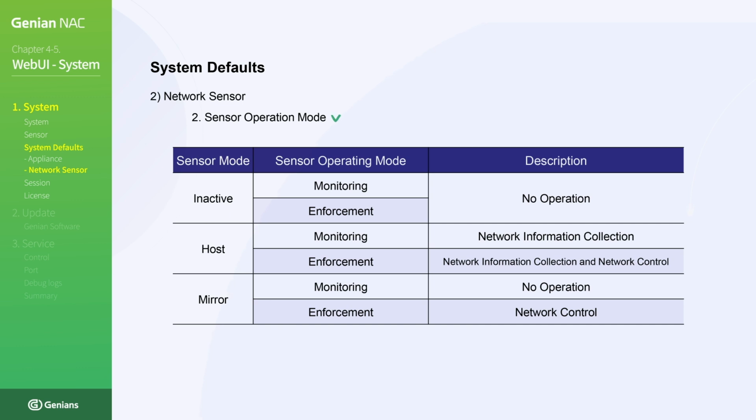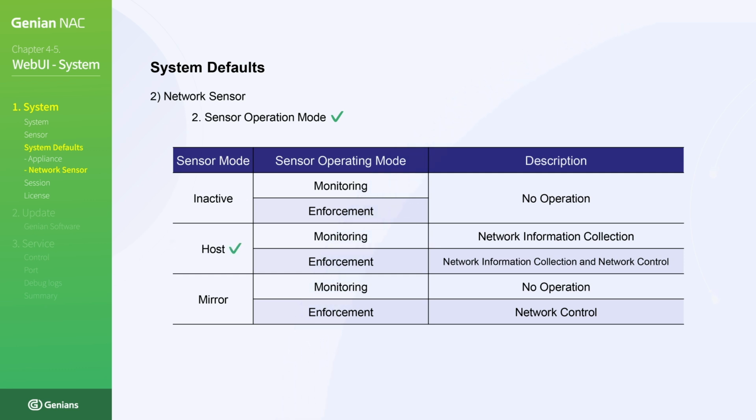The operational modes of the network sensor include monitoring and enforcement, and its behavior is defined by combining these operational modes with the operation mode. Inactive mode. In the inactive operation mode, this takes precedence regardless of the operational mode combination. Both monitoring and enforcement modes result in no functionality for the network sensor.